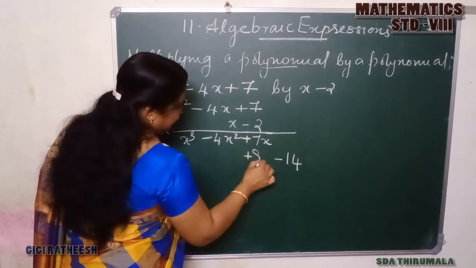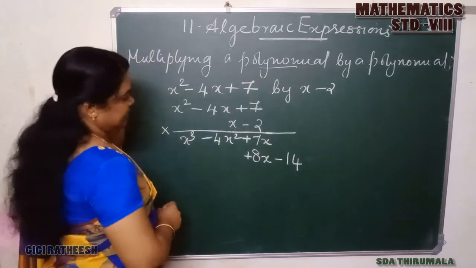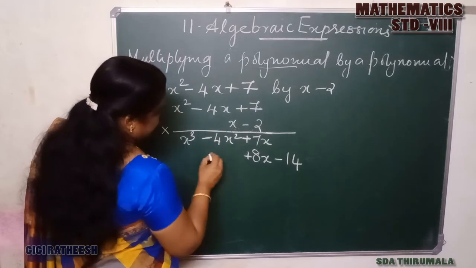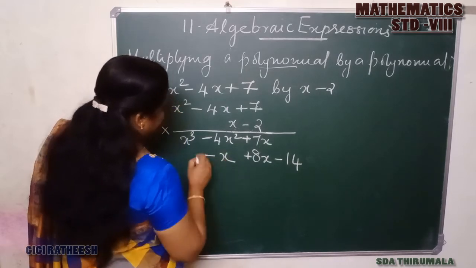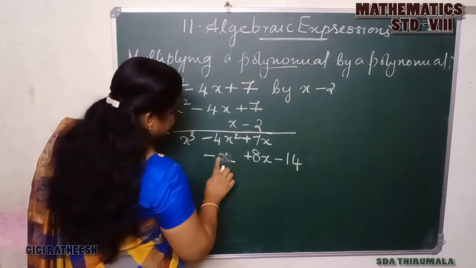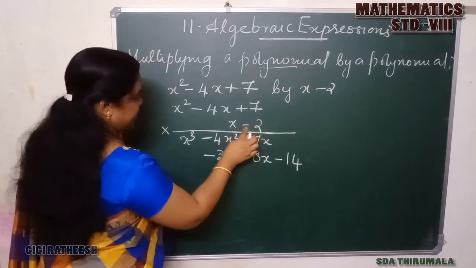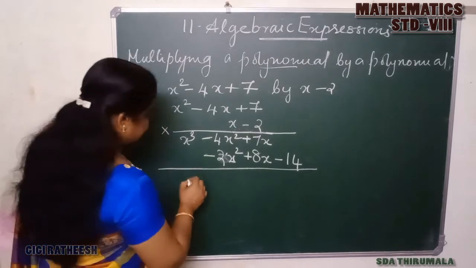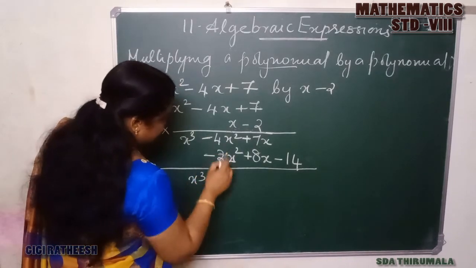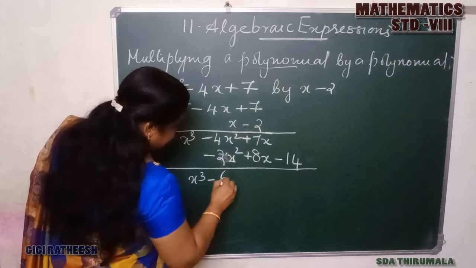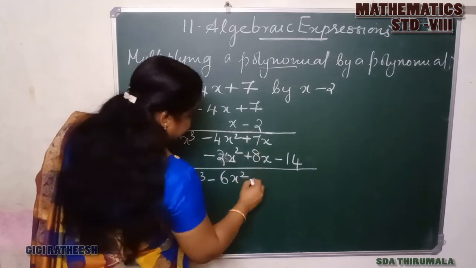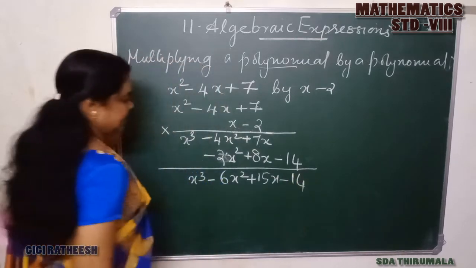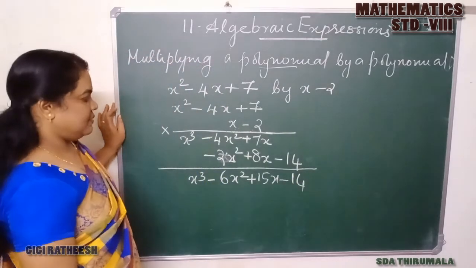Plus 8x. And after that, the last term is minus 2 into x square, that is minus 2x square. And then adding, we get x cube minus 6x square plus 15x minus 14.